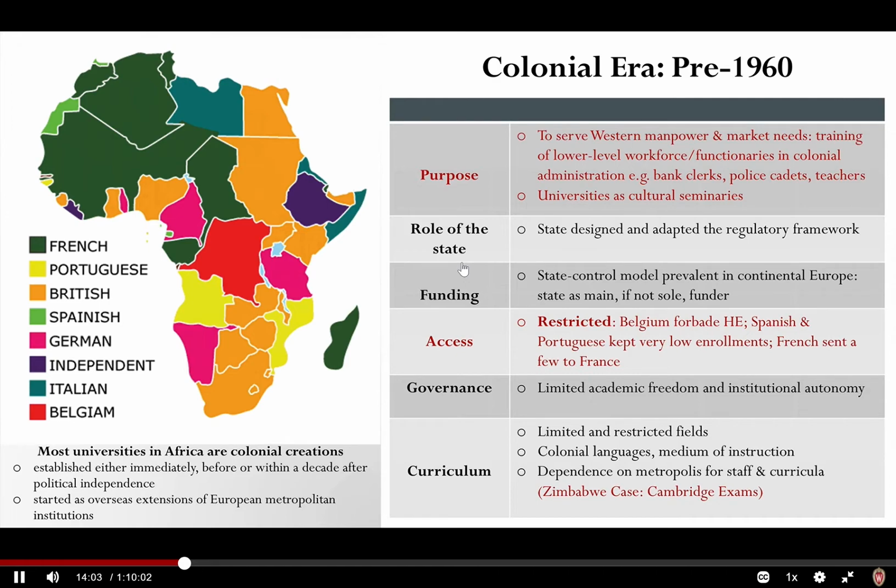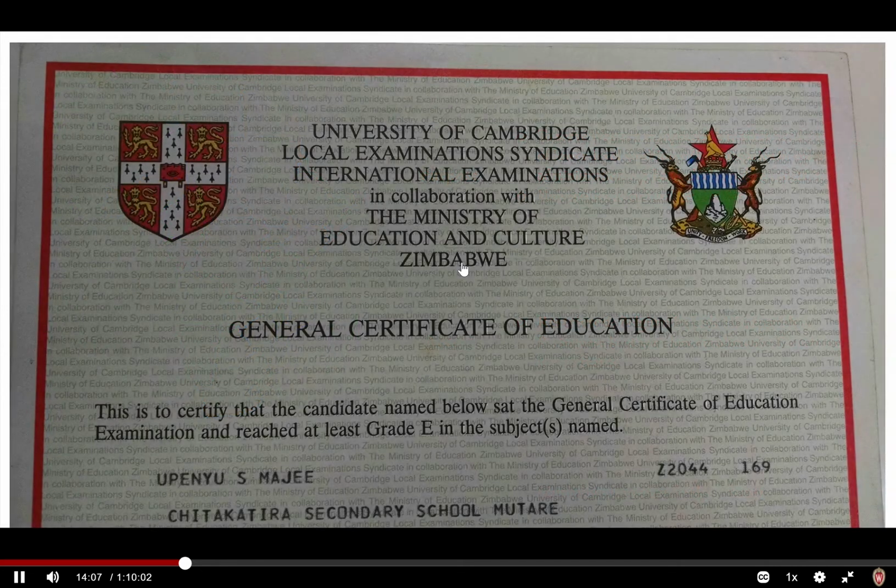I will give an example here of the situation in Zimbabwe, where I went to school and did my undergraduate studies. This is a copy of my high school certificate. I want to illustrate here how the curriculum was determined by the colonizing country. In our case in Zimbabwe, we were colonized by the British. When I went to high school, and I cut out the year here, but I think it was 1993, when I got this certificate, the certificate I got was from the University of Cambridge, which by that time was working in collaboration with the University of Zimbabwe, or the Ministry of Education in Zimbabwe.